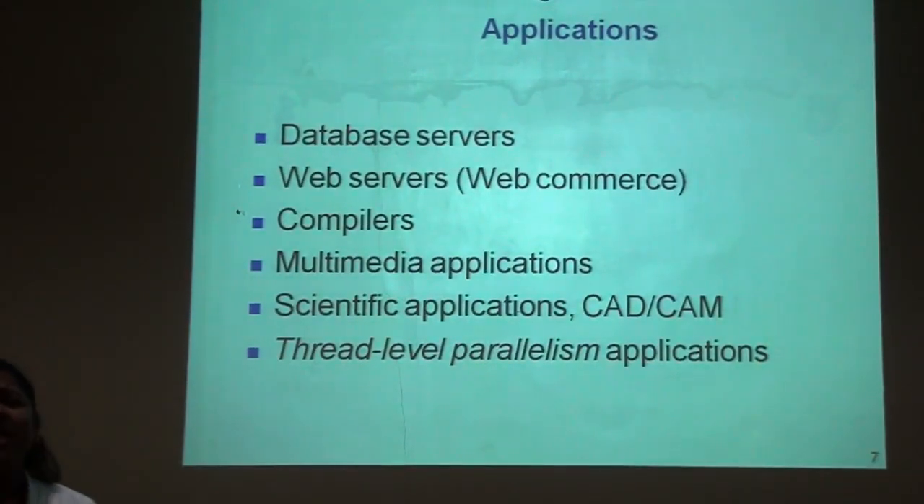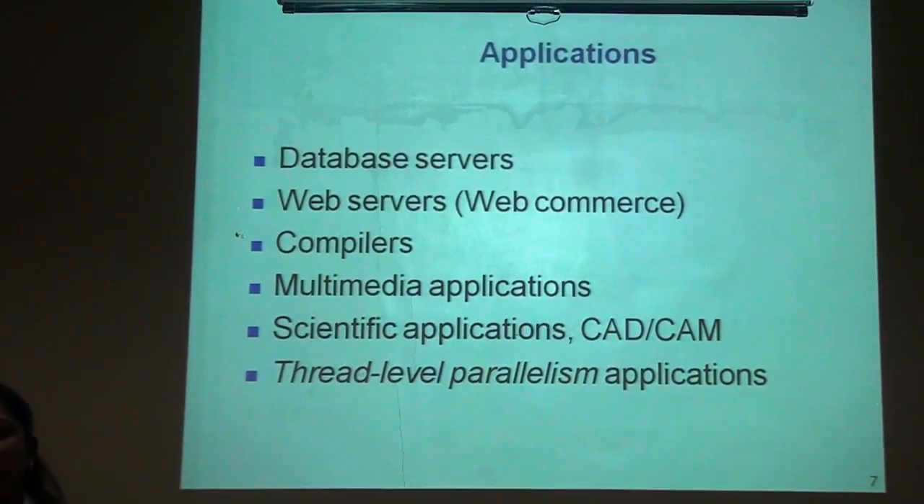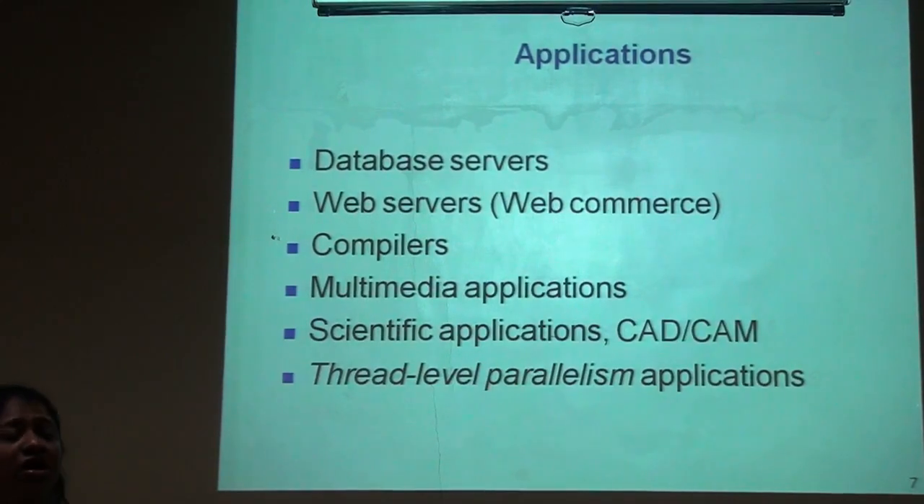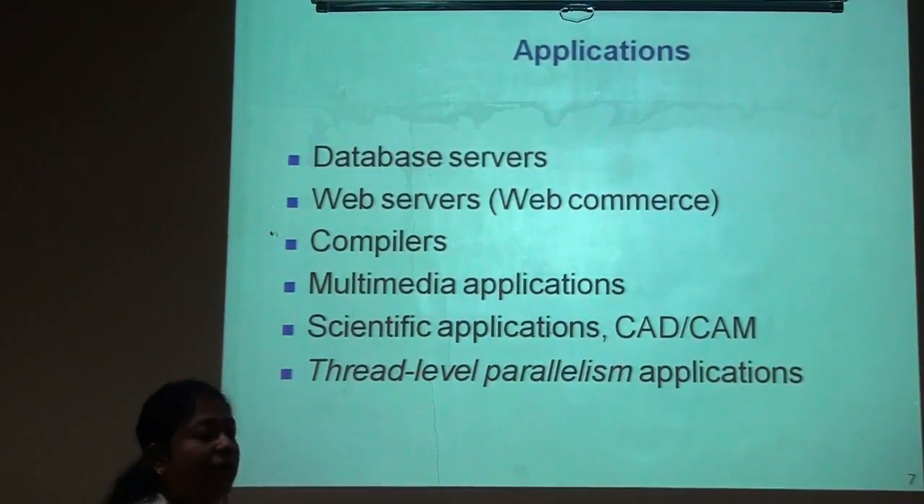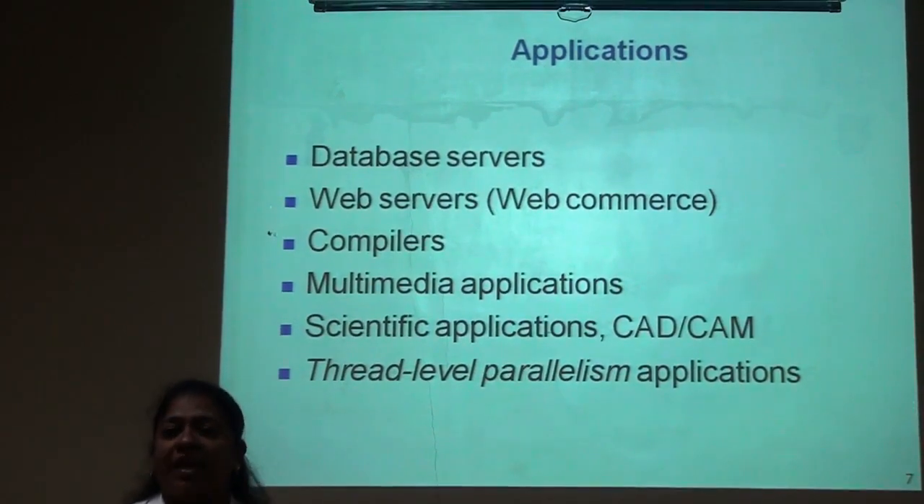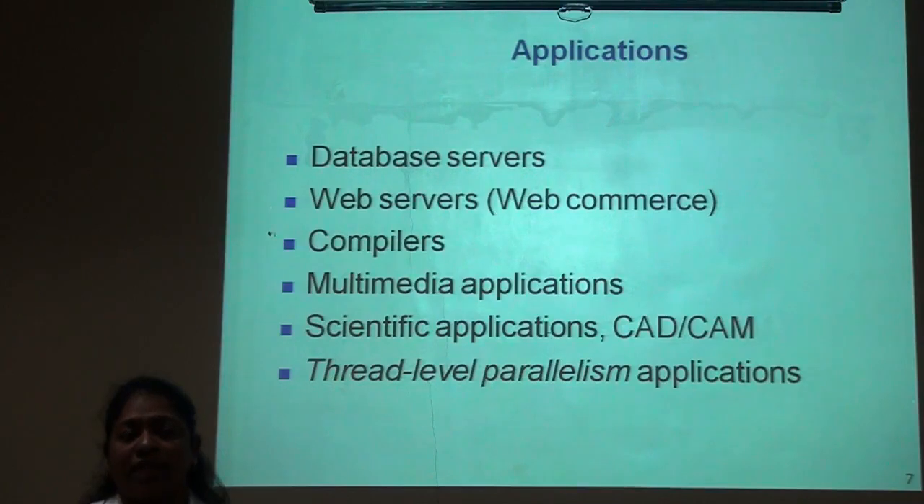So, what are the main applications? Why are we going for multiprocessors? The first one is database servers, because a large amount of data can be handled. When we have to handle a large amount of data, a single processor is not enough to cache all the data. If you want to download the data also, it is a very tedious task. So, for that purpose we are using the multiprocessor.